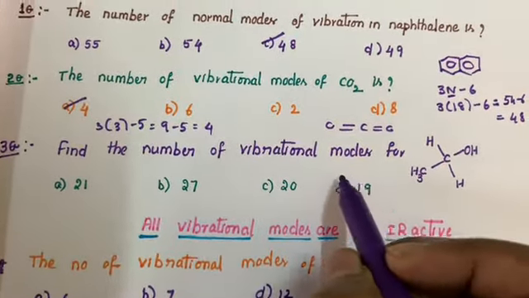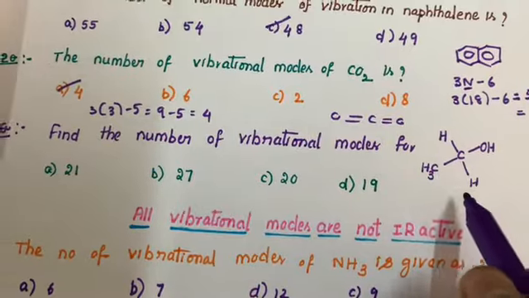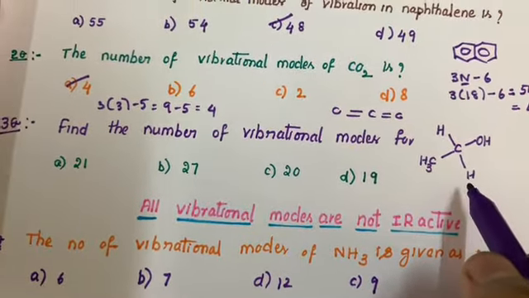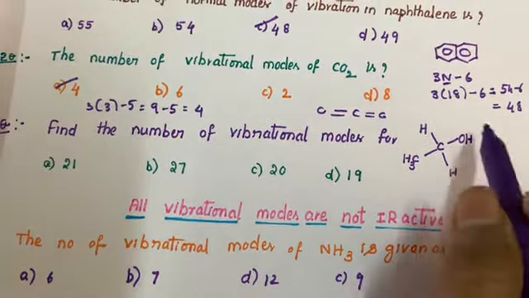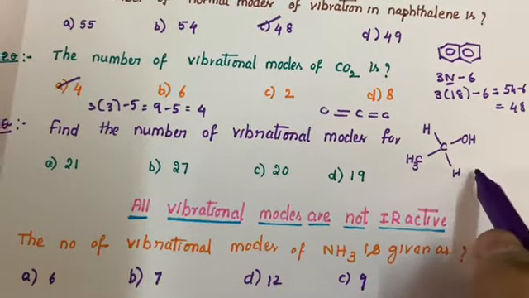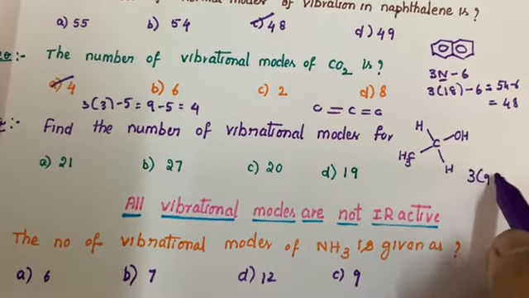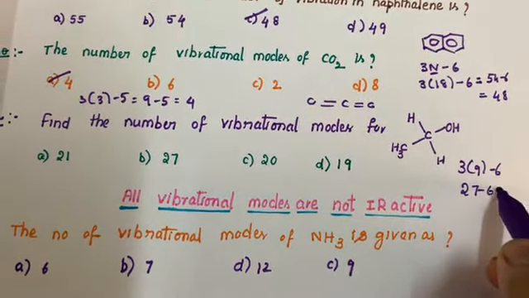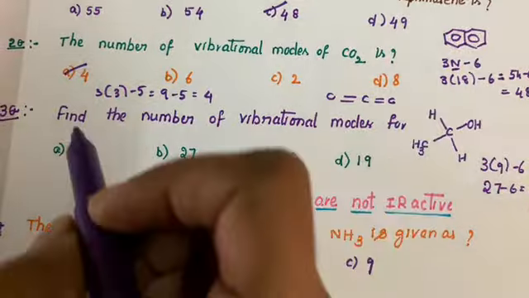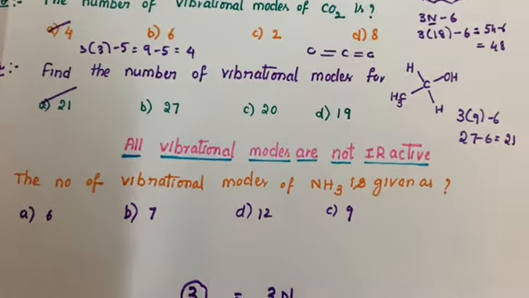In a similar way, find the number of vibrational modes for ethyl alcohol. Ethyl alcohol is also a non-linear molecule, and the total number of atoms present here is 9. So 3n minus 6 is 27 minus 6, which equals 21. So option A will be the right answer.